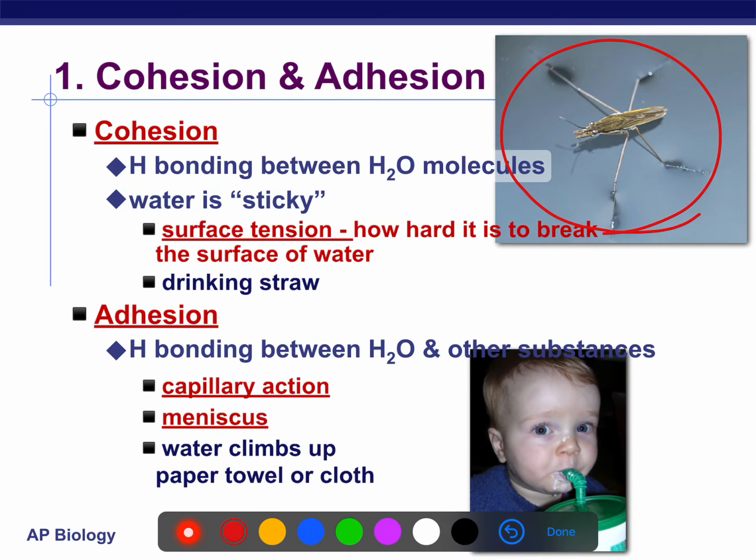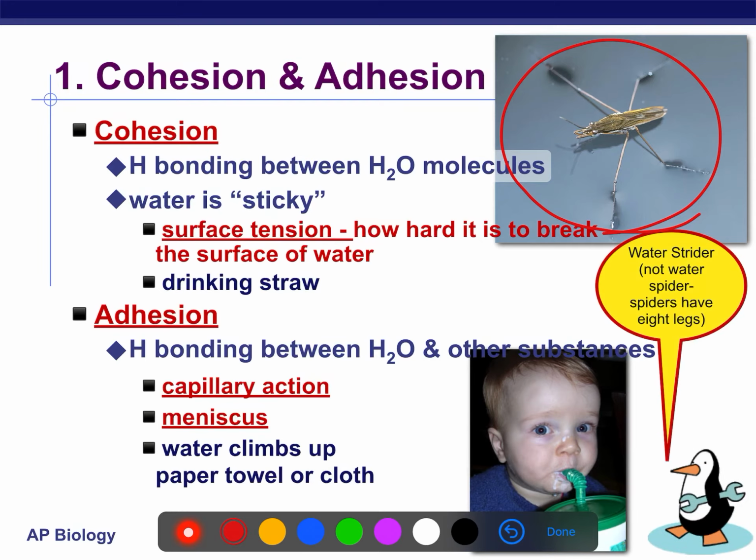Another example of cohesion is drinking through a straw. The water molecules stick to each other as you apply the sucking force as it goes up the straw. And then adhesion is kind of like the opposite of that. It's just water being attracted to other substances. We will see this in capillary action, the ability for water to move up really, really skinny tubes.